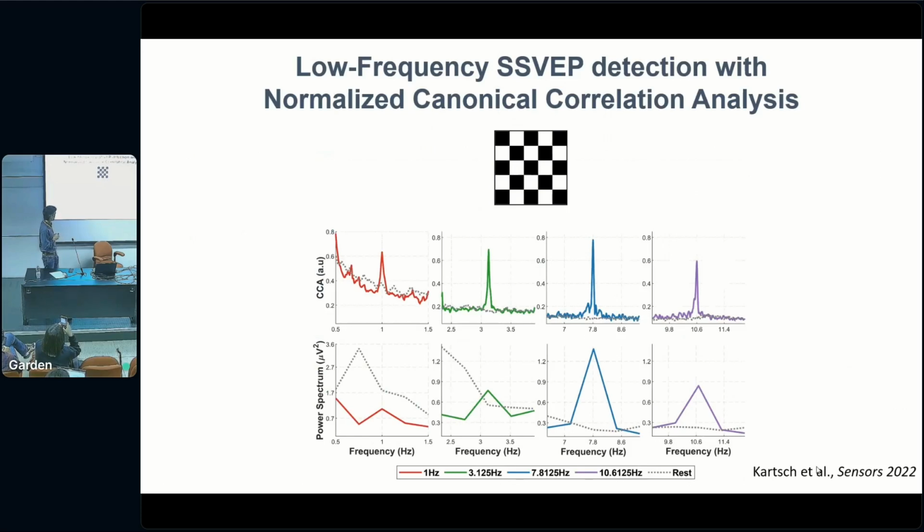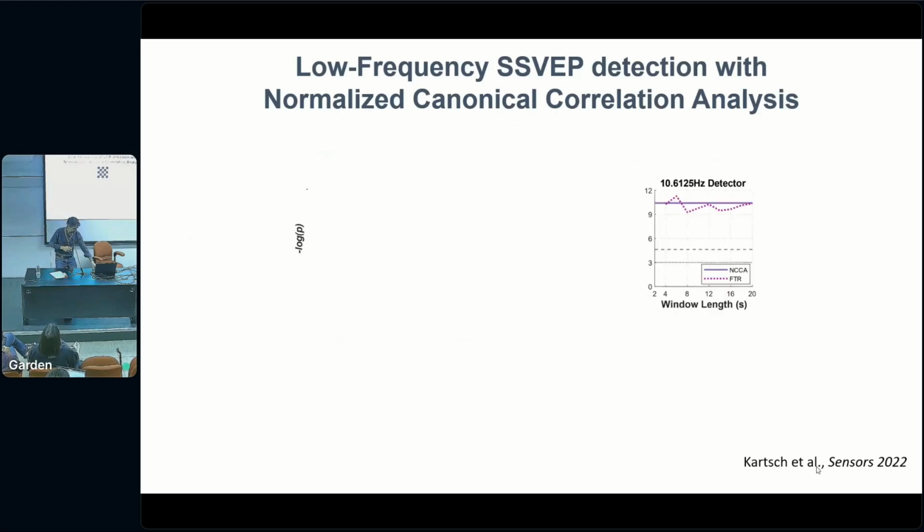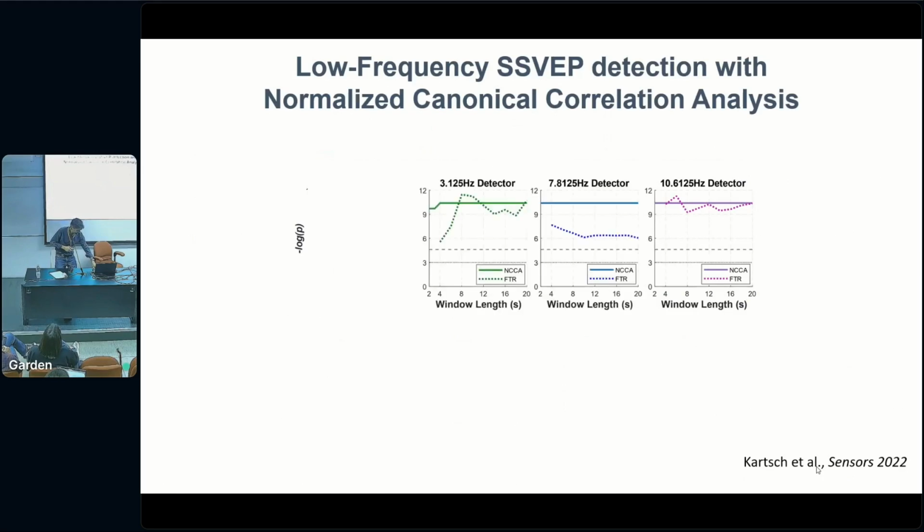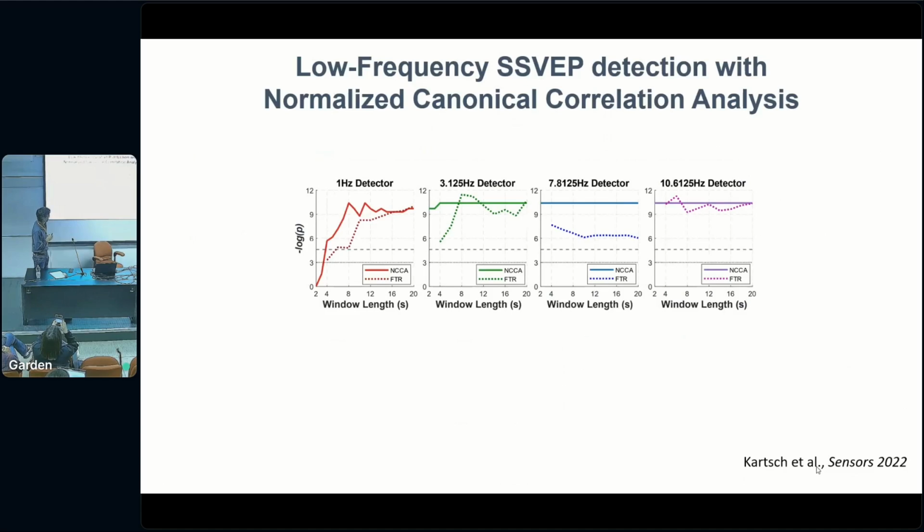So I'm not going into the details, but in fact, the last result is this one, in which we compare a normalized version of the canonical correlation analysis, which gets significant results even with 4 seconds of stimulation at 1 hertz, so only 4 cycles, while of course the power spectrum decays much faster.